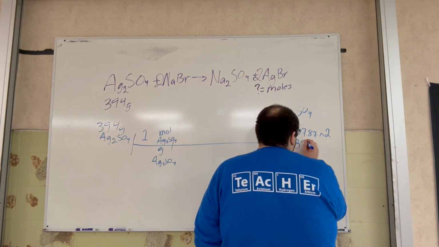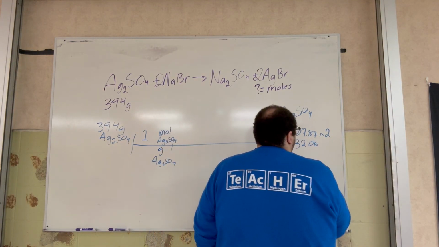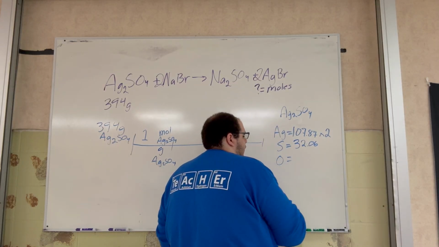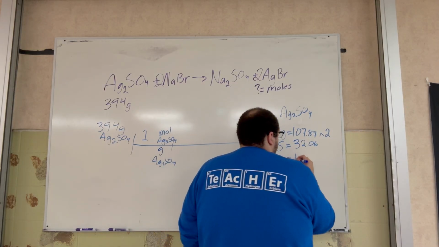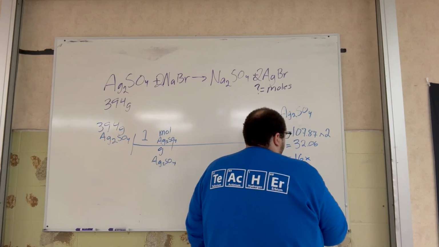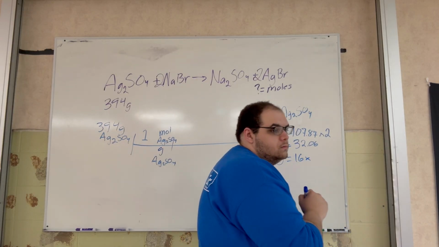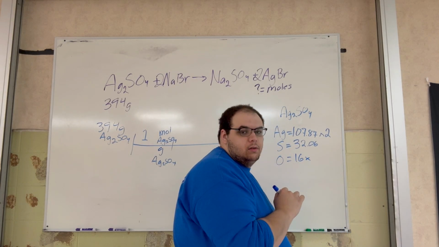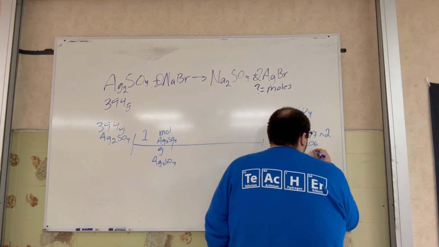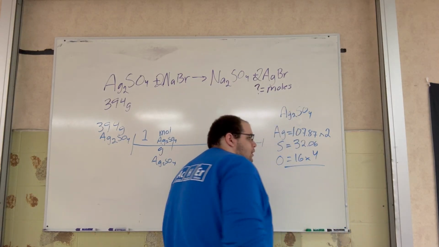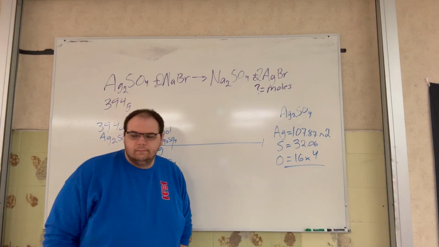32.06. How many do I have? Just 1. No multiplying. What's the mass of oxygen? 16.00. How many oxygens do I have? 4. So what am I going to do? Plug that in your calculator. Tell me what you get.